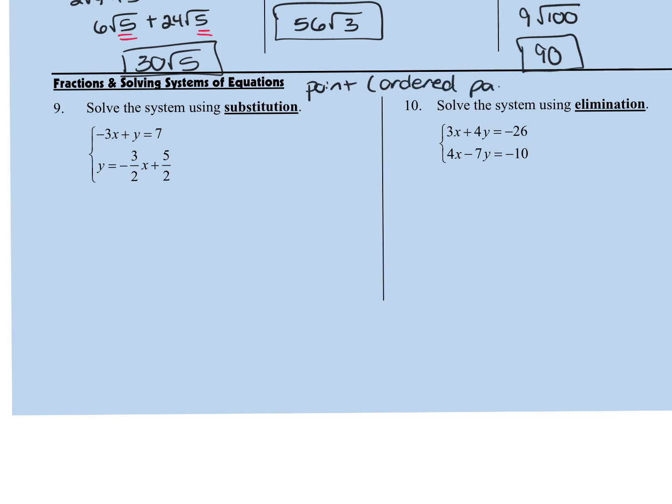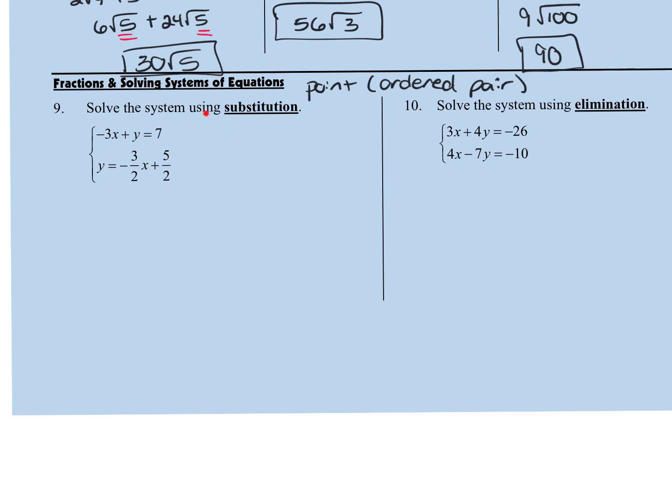And we always want to remember to write our answer for the solution to a system as an ordered pair. Now, as I said, there are two different methods, substitution and elimination, and you really need to be comfortable with both of these methods. If you're only going to pick one to be comfortable with, it should probably be elimination, because substitution can sometimes get pretty messy.